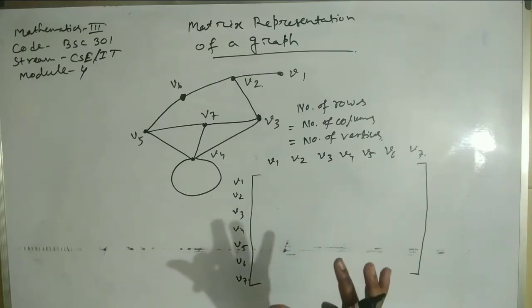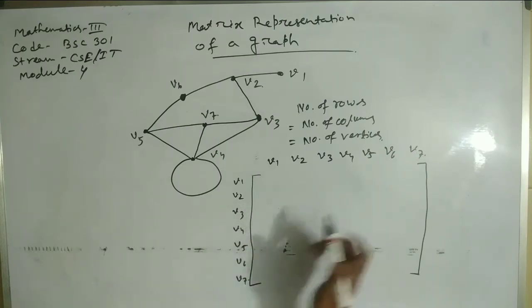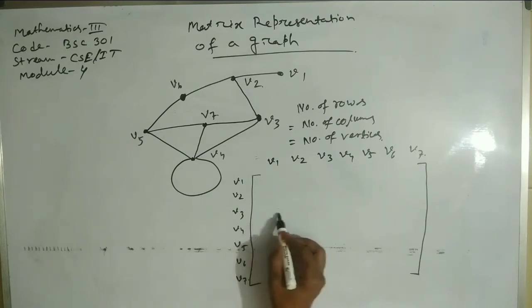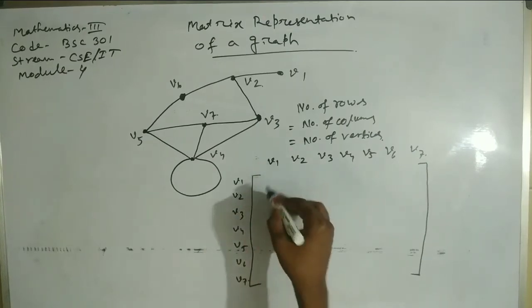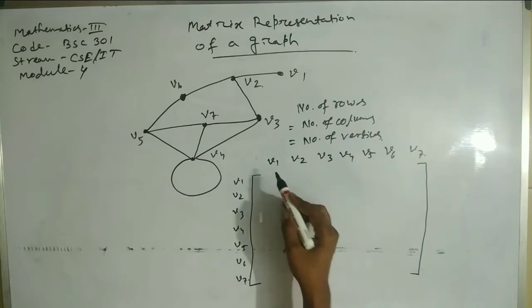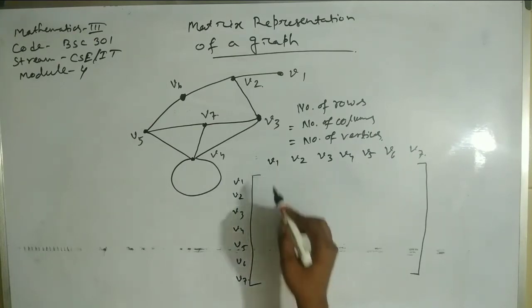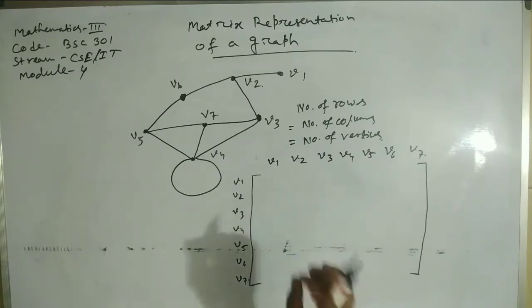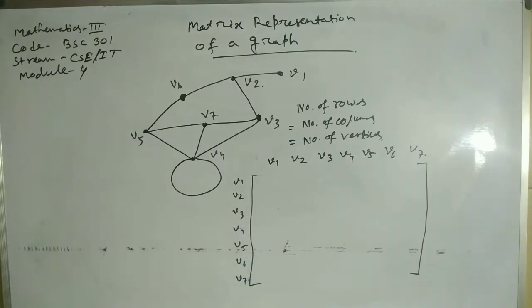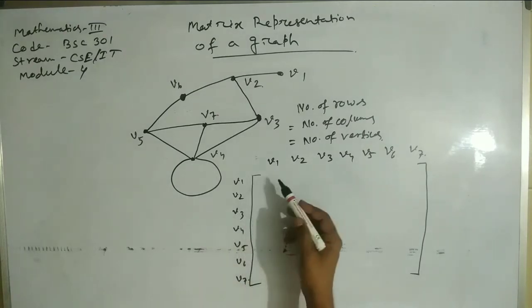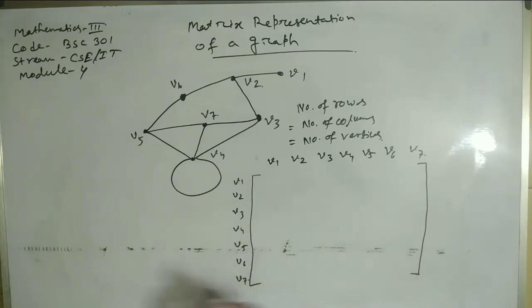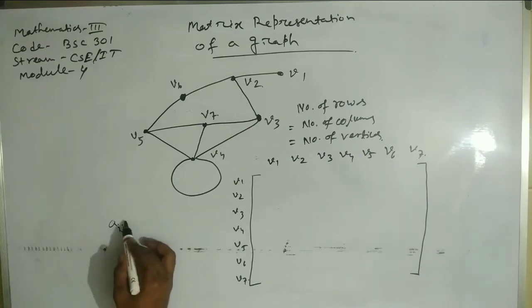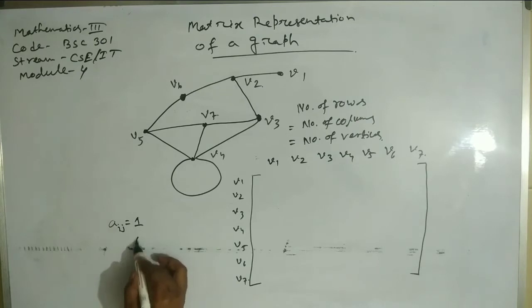That is, suppose you are writing this element, which corresponds to V3 and V1, third row, first column, that is V3, V1. So you have to check whether V3 and V1 are adjacent or not. If there is an edge between V3 and V1, then the vertices are called adjacent vertices. So if the vertices are adjacent, then the element will be 1, otherwise 0. If they are not adjacent, it will be 0. Simple. So I'm writing here the rule, Aij equal to 1 or 0.